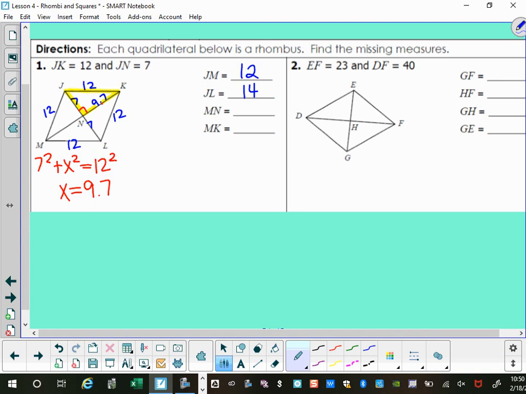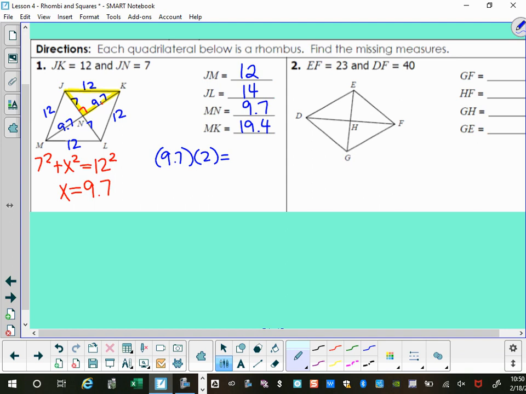All right, MN is going to equal what? 9.7. It's just as if we did Pythagorean theorem twice on the other side. This is 9.7. And so what do you get for MK? This whole entire diagonal. All right, so to find MK, you're going to do 9.7 times 2, and what do you get? 19.4. Any questions there?